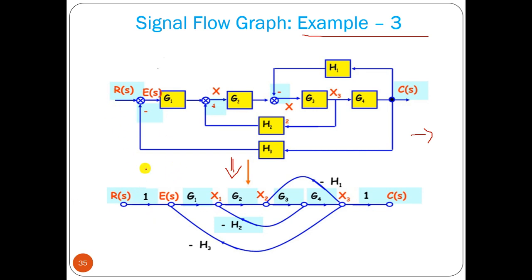R(s) is a node, E(s) is another node, here this one X1 is another node, this is X2, X3, and this is C(s). Between R and E we have a direct connection, so the gain is 1. Between E and X1 we have G1, between X1 and X2 we have G2, between X2 and X3 we have G3, and between X3 and C we have G4.